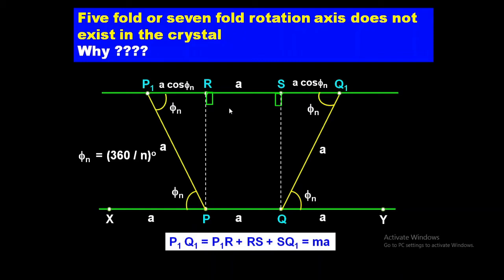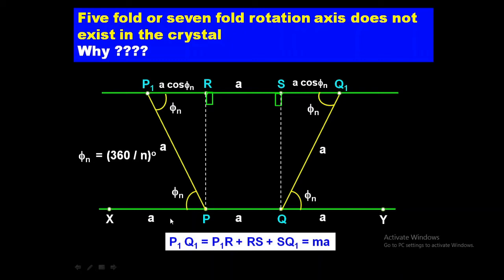So n-fold rotation through an angle phi n is equal to 360 by n. We know this formula. I have already told you this formula in the lecture on symmetry and symmetry operations. The rotation angle phi n is equal to 360 divided by n, where n means the number of rotations, the number of folds. If n is equal to 1, that is 1-fold symmetry, n is equal to 2 is 2-fold symmetry. n is the number of folds, and phi n is the rotation angle.